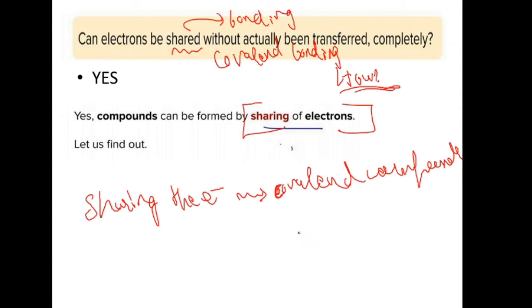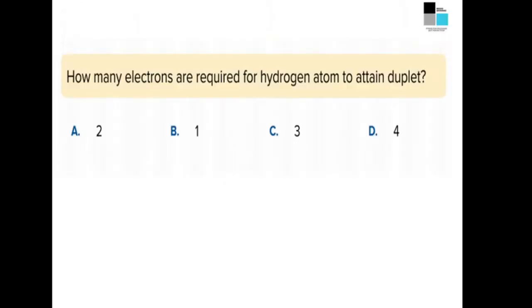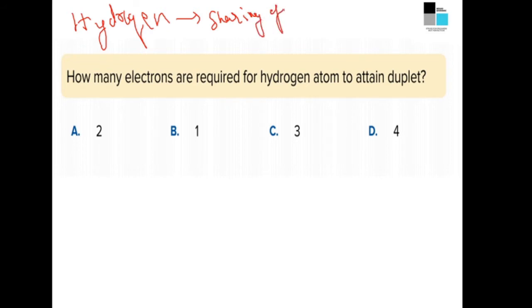Now let us understand covalent compounds, like how compounds are formed by covalent bonding. Let us find that out in much more detail. We know that nonmetals react with each other and share their electrons. Let us see how, by considering the example of hydrogen.